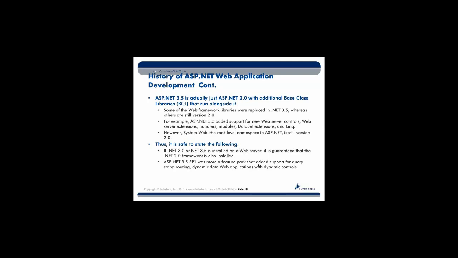Thus, it's safe to say the following. If .NET 3.0 or 3.5 is installed on a web server, it's guaranteed that 2.0 is installed as well, giving most of the functionality. 3.5 Service Pack 1, by the way, did add additional features, especially with Visual Studio 2008 Service Pack 1. For example, they gave us routing, which is used strongly with MVC now, as well as dynamic data web applications which also take advantage of routing.